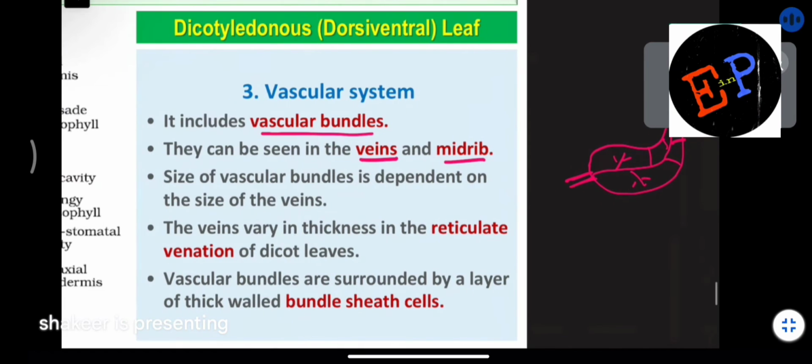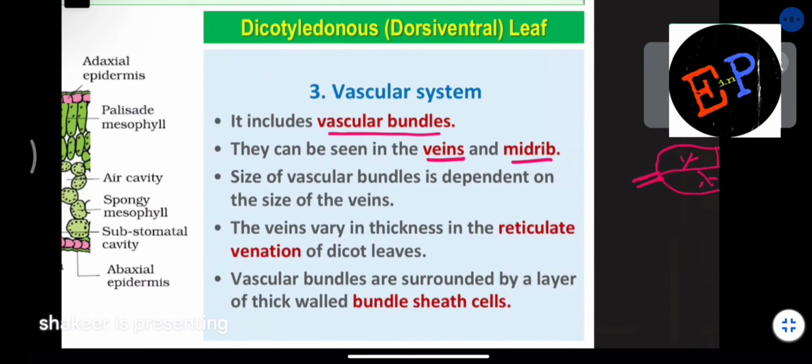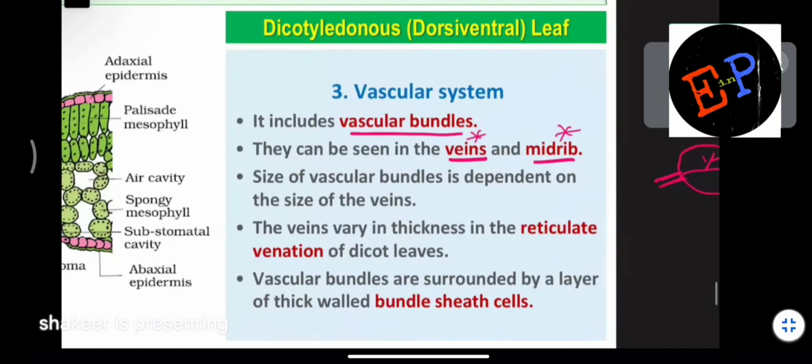Okay, so therefore, where you find the vascular system, you can find it in veins as well as midribs. Are you able to understand? You will not see the vascular system in veinlets. Only in veins and the midrib can you find the vascular system. So the size of vascular bundles depends on the size of the veins. It means if the size of the veins is bigger, the vascular system is also bigger.